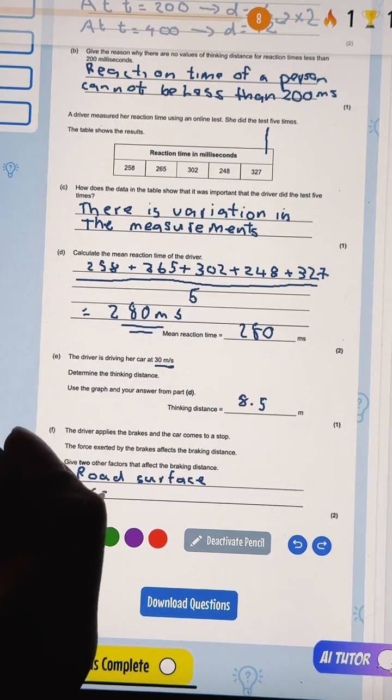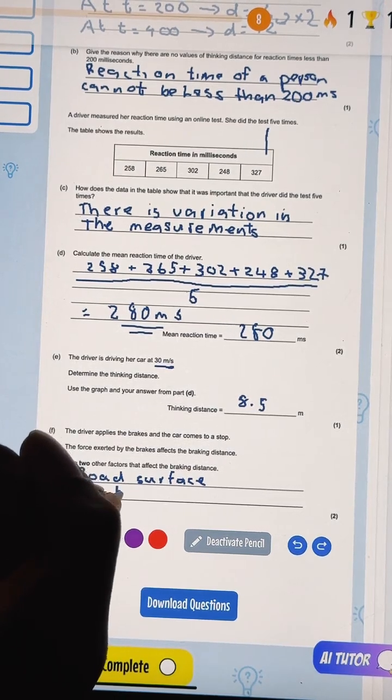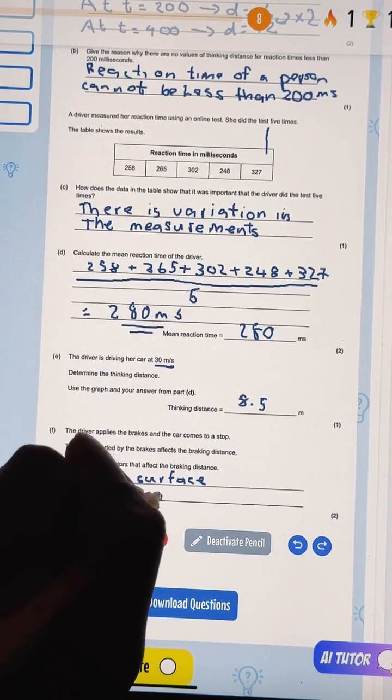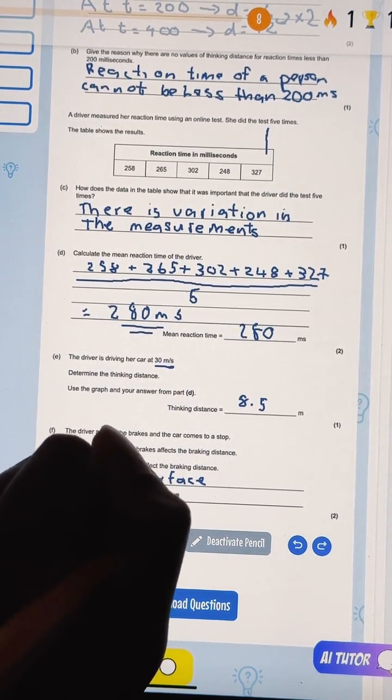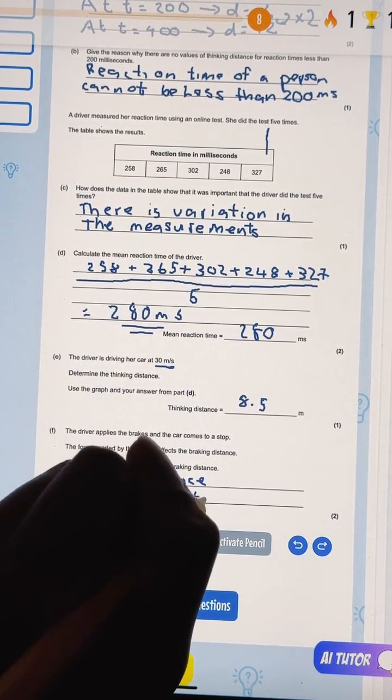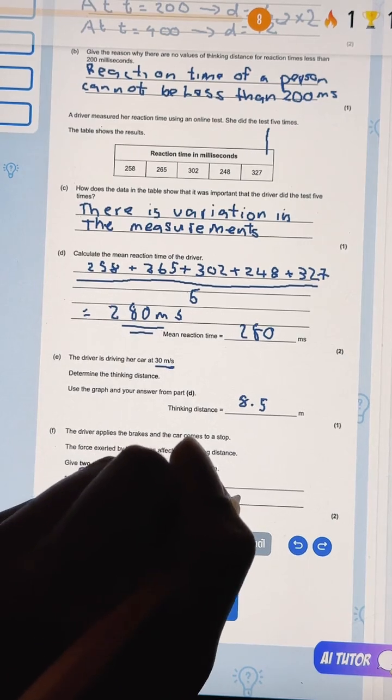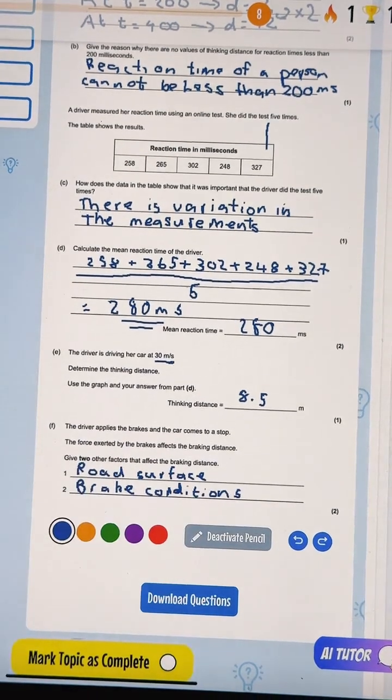Other things you can mention here will be tire condition. In the same way that if your brakes are worn out, if your tires are also worn out, and there is no tread on the tires, then you're not going to have anything to grip the road with as well.